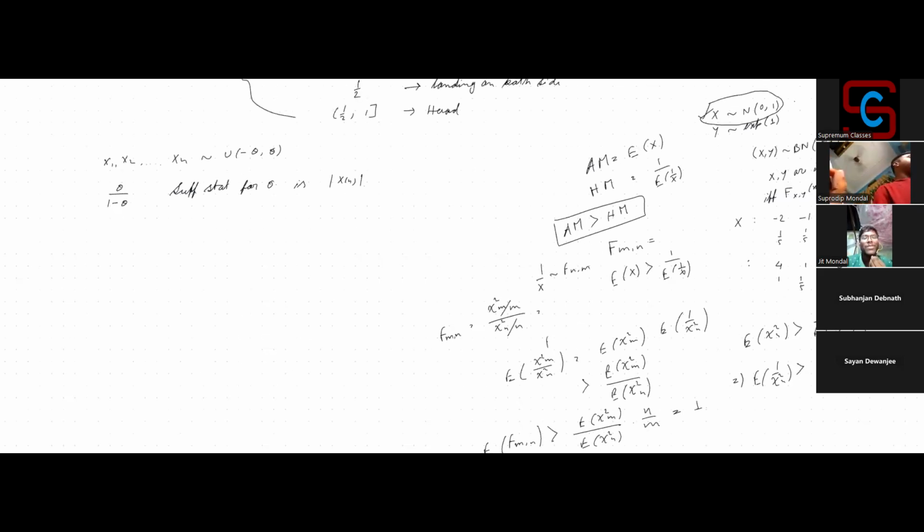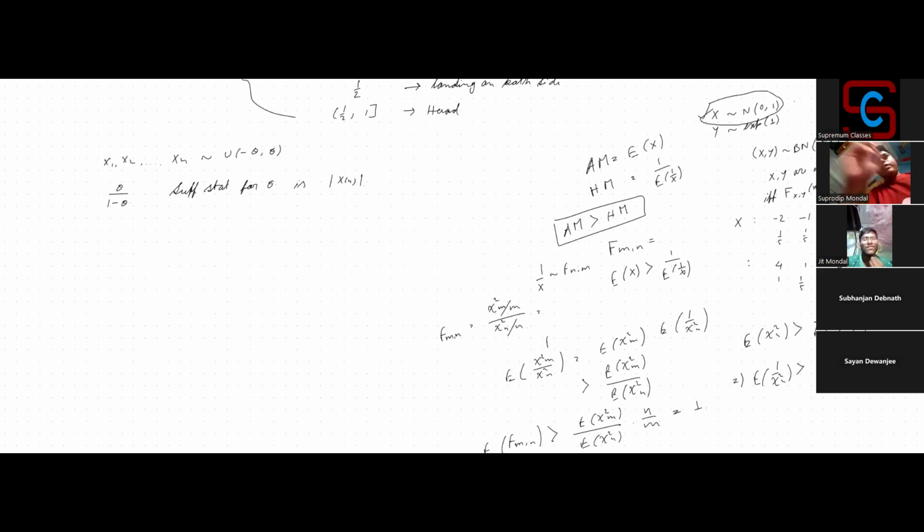Will it be complete? Yes, this will be complete sufficient. If we don't take the mod, then the sufficient statistic will be X order 1 and X order n both. In that case, it will not be complete. Okay, fine. You can proceed now.